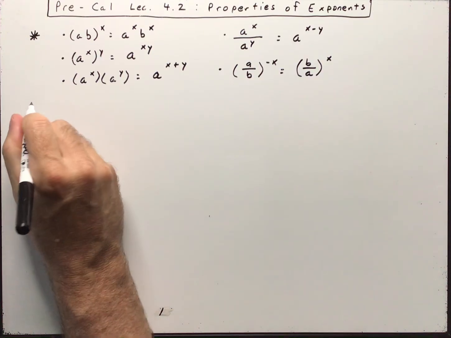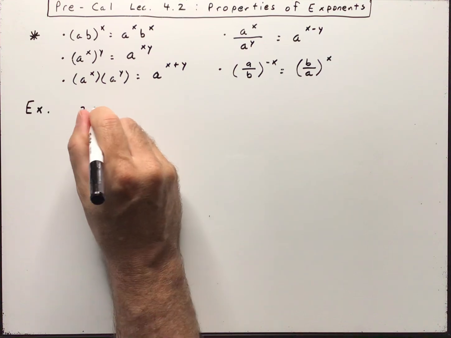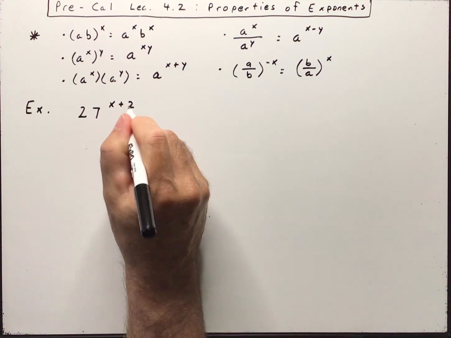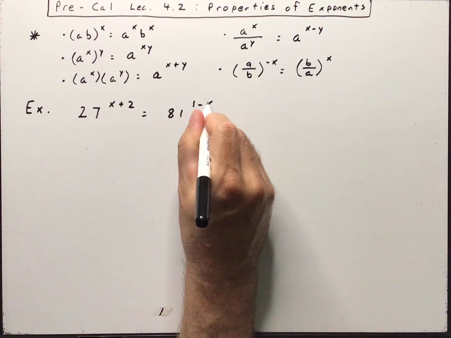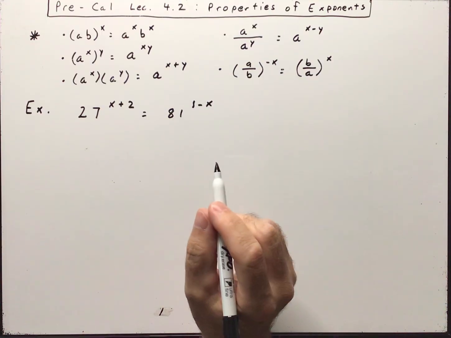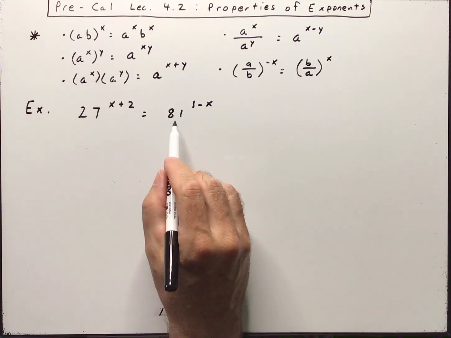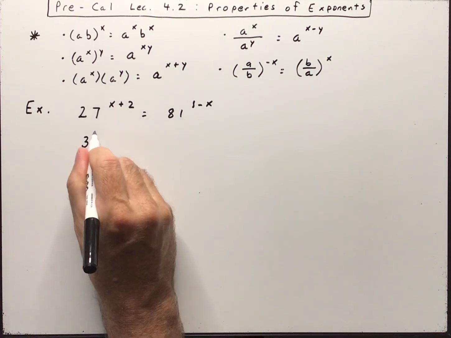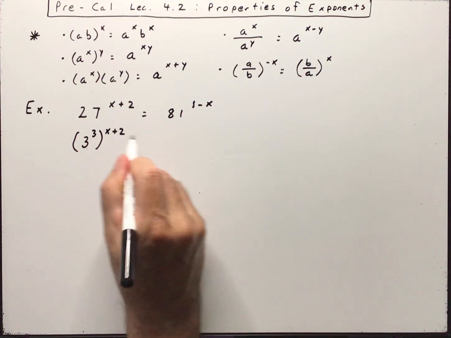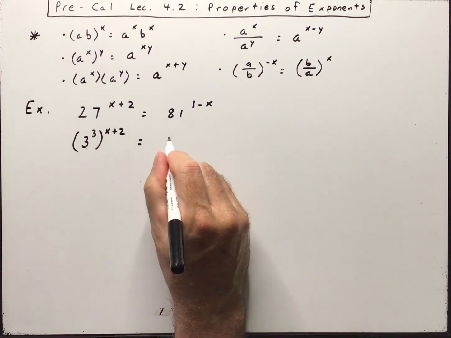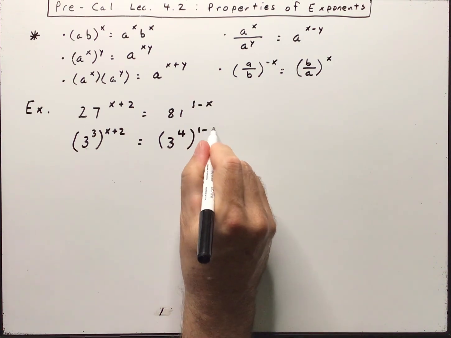So let's do one more. Let's say we have 27 to the x plus 2 is equal to 81 to the 1 minus x. Well, what you need to recognize is that 27 and 81 can be rewritten as bases of 3. So 27 is 3 cubed. So I can rewrite that as 3 cubed to the x plus 2. 81 is 3 to the 4th. If you're not sure, just check it. To the 1 minus x.